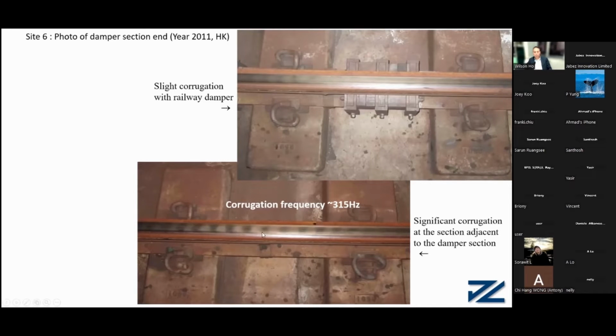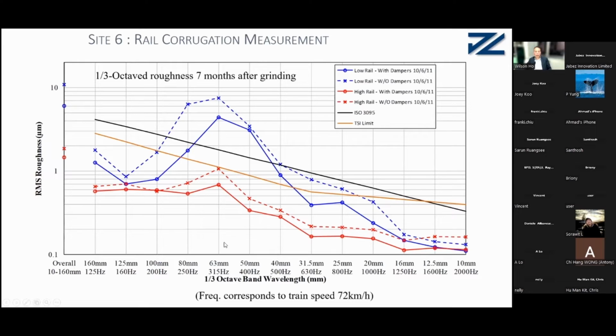This corrugation at site 6 is around 315 hertz. It was in year 2011. In this site, we measured the corrugations, which is 313 hertz. With the damper, the corrugation is there. Without the damper, the corrugation is much higher after 7 months of grinding. We will further explain this.